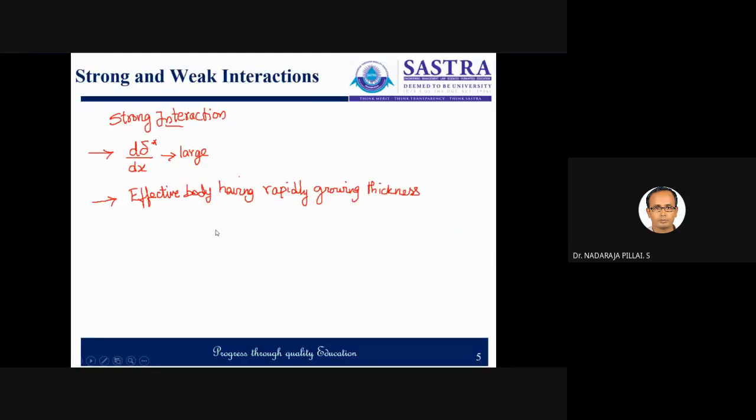So having an effective body shape, right? And having a rapidly growing thickness. And also here we can say that the inviscid layers, the inviscid streamlines are deflected upwards, displaced, right?